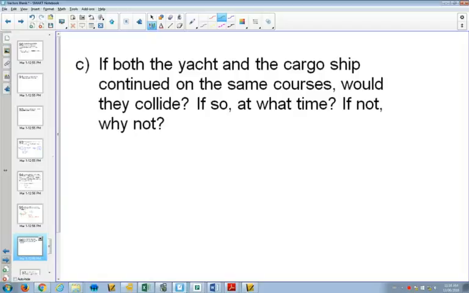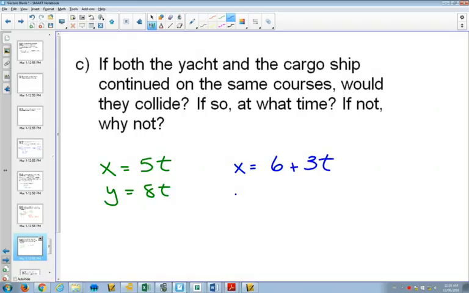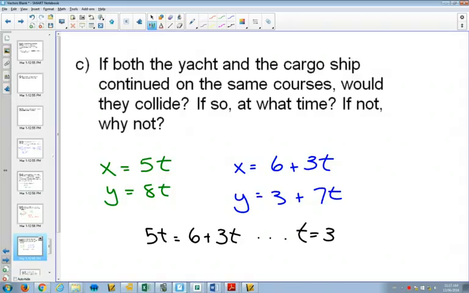If both of them continue on the same courses, would they collide? Again, any time that we're trying to find out if two paths cross, we're going to go to the parametric equations. So your parametric equations for the yacht were this. Your parametric equations for your cargo ship look like this. Now we can set those x coordinates together and solve for t. If we do that with our x coordinates, notice you only have one variable here. So you can rearrange and solve and get t is equal to 3.